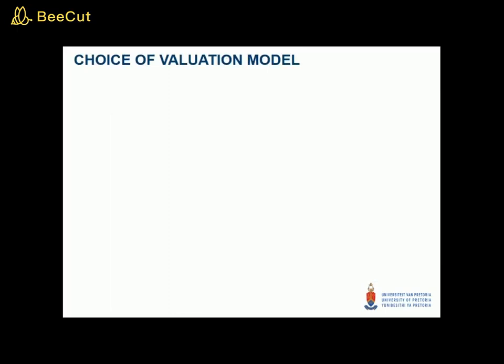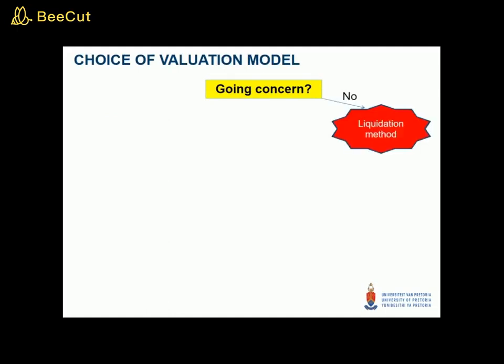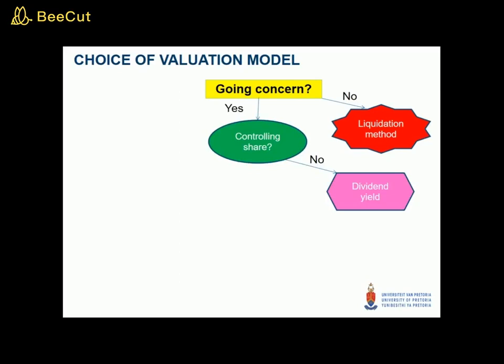The first question we've got to ask ourselves is, is there a going concern? If the company is not a going concern, we've got to use our liquidation method. In other words, we've got to determine how much we can sell these assets for. That's what we've got to determine. If it is a going concern, the next question is, is it a controlling share? If not, we look to our dividend yield methods or our dividend discount model.